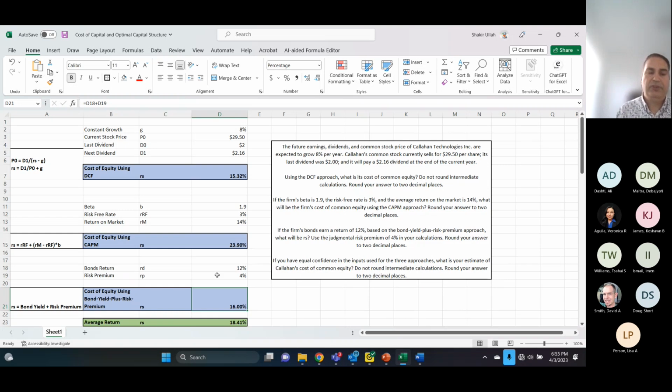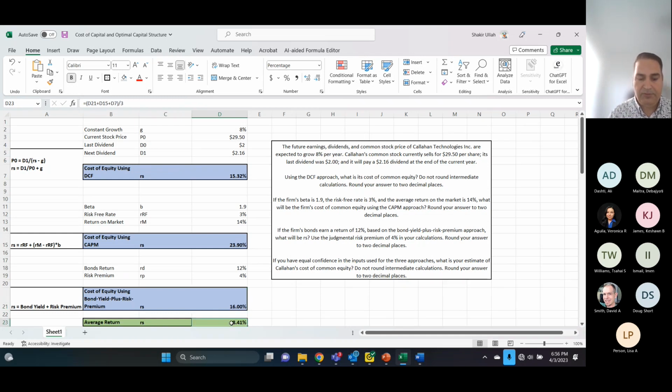Now, if you look at all of these values, these different formulas help us calculate the cost of equity, but they are different methodologies and they have different assumptions. Normally what we do in finance is find the cost of equity with all of these methods and then take the average of those, and that is what we consider to be the cost of equity.